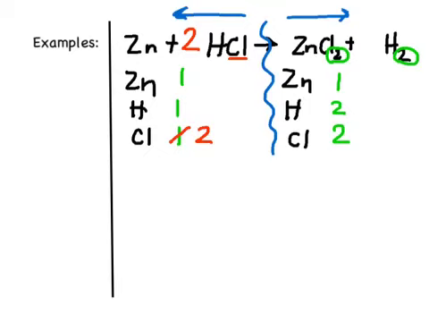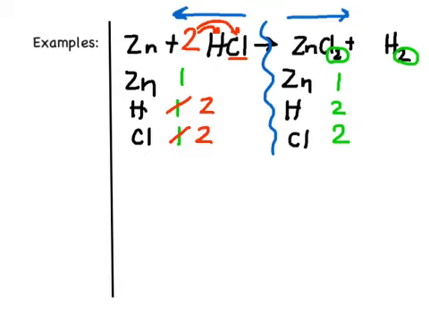Now we've added that 2 out front here, and it's not changed just the chlorine. It has also changed the number of hydrogens as well. So we also have to retake inventory for the hydrogens and find that it's a 2. So now we see that the zinc is balanced, the hydrogens are balanced, and the chlorine is balanced. So that's a pretty easy one, just adding that coefficient of 2 in front of the HCl.